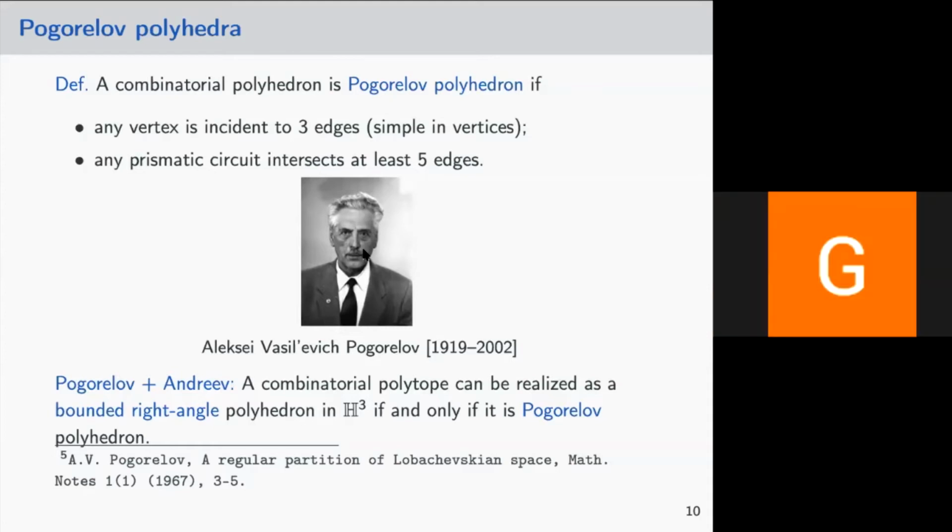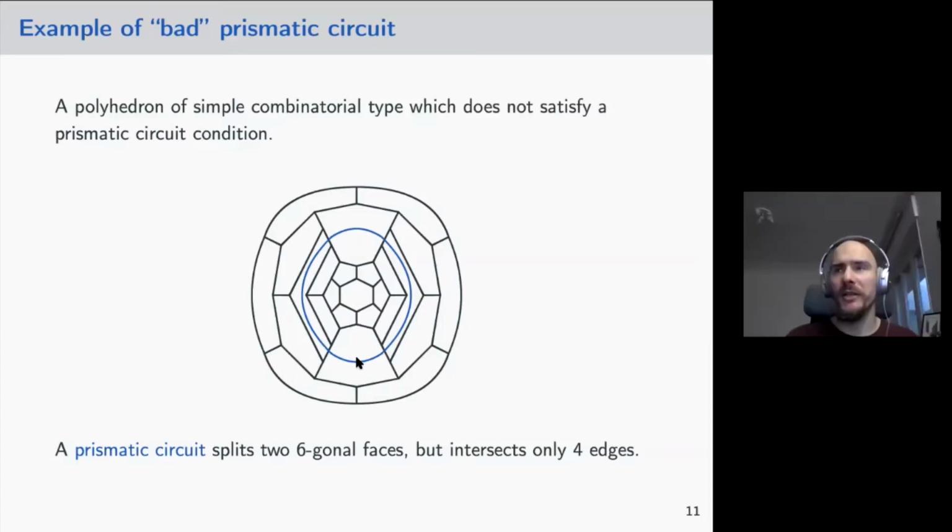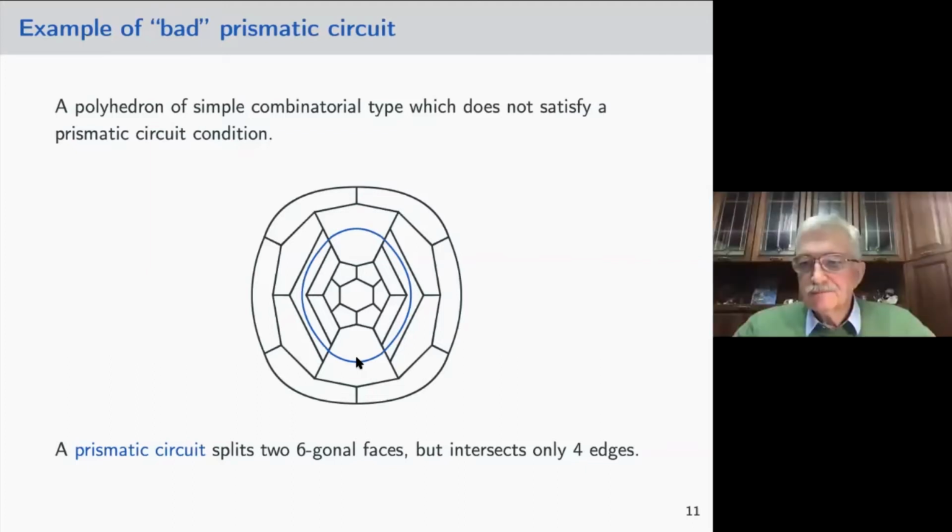Okay. And this is an example. So you have a closed curve on the surface of the polyhedron, and it separates not just 2, but many faces, but the curve intersects only 4 edges. And when you say separate, you mean strictly separate, so that it does not touch these faces either. Yes, strictly. Yes.